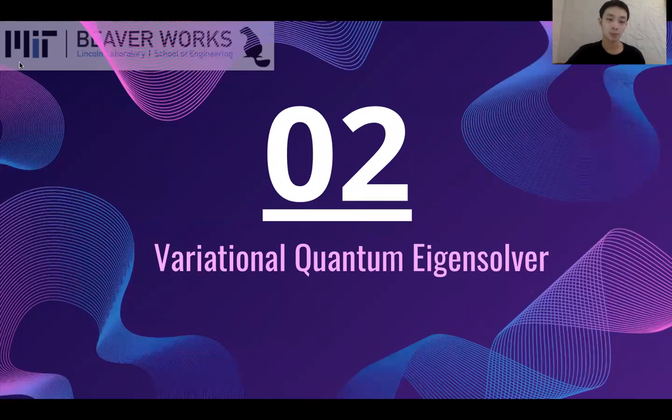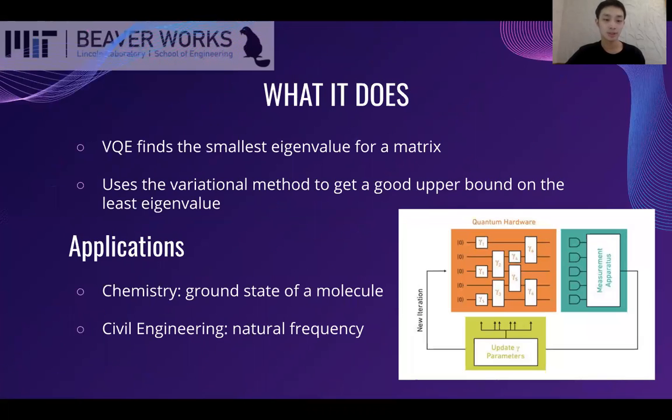Now we can start talking about the variational quantum eigensolver. Given a Hamiltonian matrix, which is a specific type of matrix, using VQE allows us to find its smallest eigenvalue. There are many applications of VQE. For example, in chemistry, the smallest eigenvalue represents the ground state of a molecule, while in civil engineering, the eigenvalue of smallest magnitude represents the natural frequency of a system modeling a bridge.